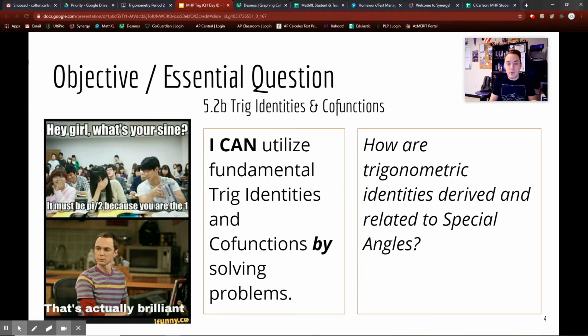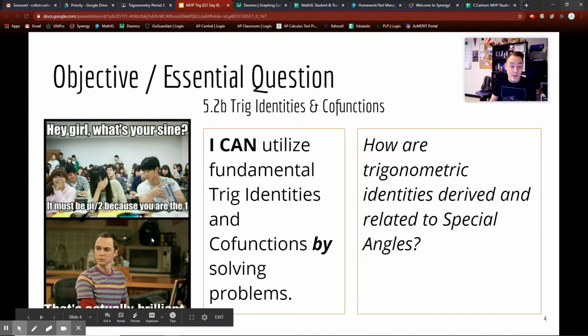Awesome. Let's get started. 5.2b, trig identities. I love this lesson. Trig identities and cofunctions. So how are trigonometric identities derived and related to special angles? We're going to find that out. You can hopefully, at the end of the lesson, utilize fundamental trig identities and cofunctions by solving particular trigonometric problems.